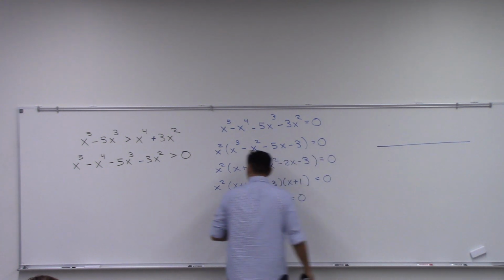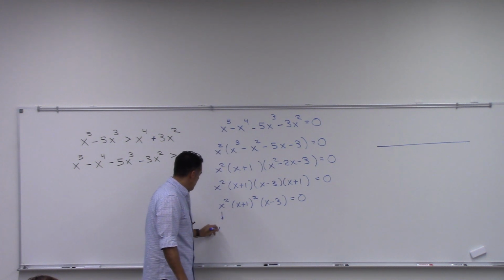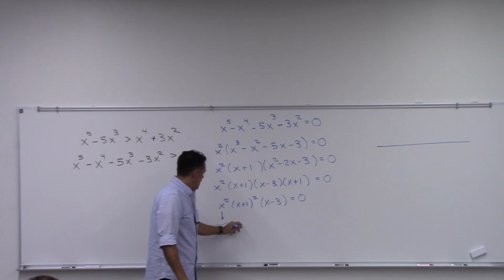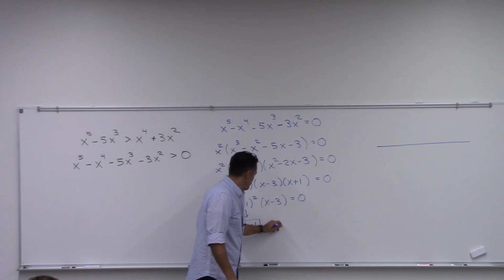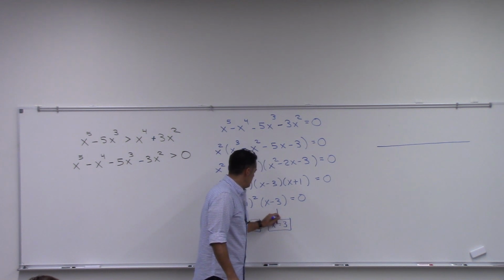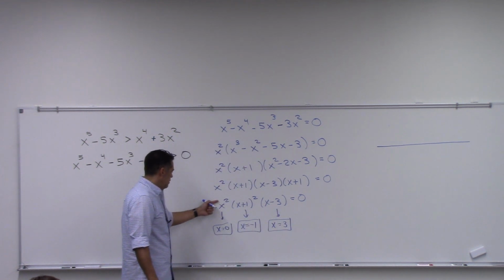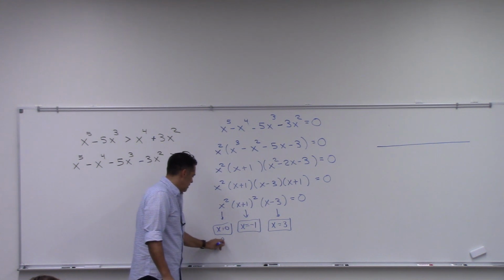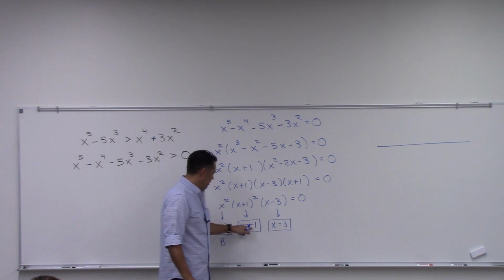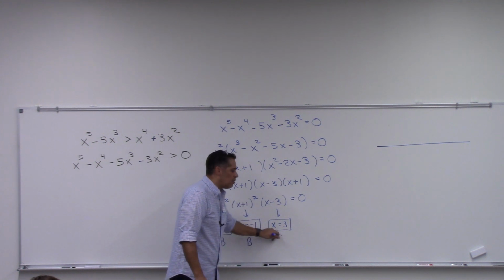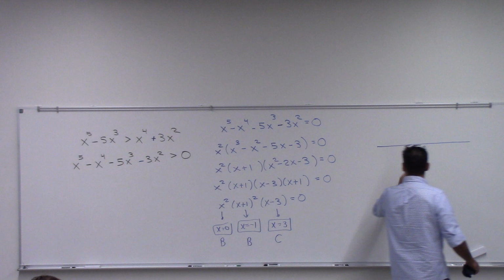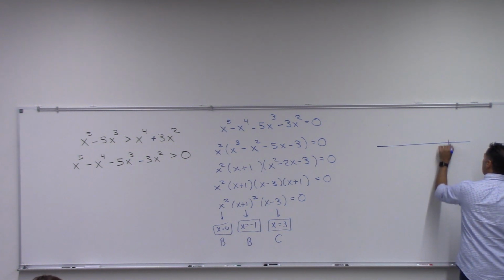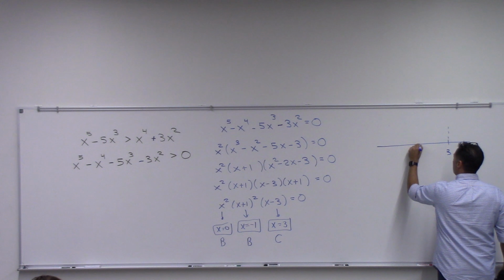I need my points, so set these equal to 0. You get x is 0 here, right? X is negative 1. That's from this one. And then x is 3. Right? And while we're here, if I draw it, what am I going to do at 0? Bounce or cross? Bounce, right? Because I have a 2. Here, I have a 2, bounce. And then here, I'm going to cross, right? OK, but let me put these points here. I have 3 here. Right? I had 0 and negative 1.